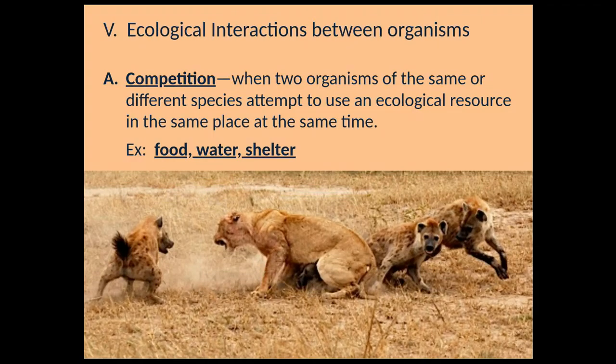So ecological interactions between organisms, we're going to talk about how they relate to each other. First thing we're going to talk about is competition. So competition is when two organisms of the same or different species attempt to use an ecological resource in the same place at the same time. So this could be food, water, shelter. They're competing for those resources.